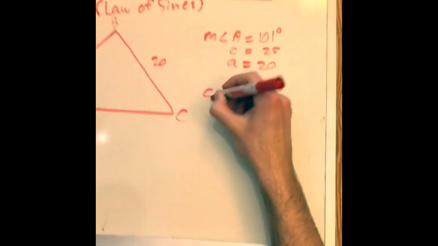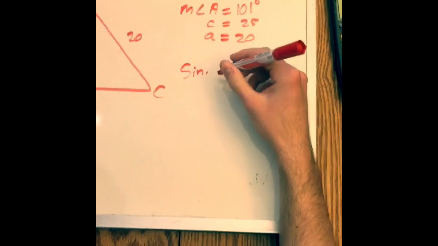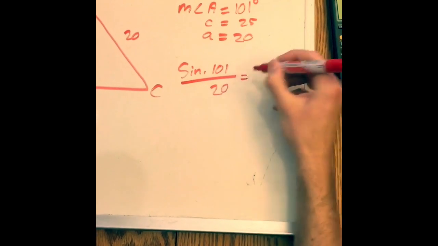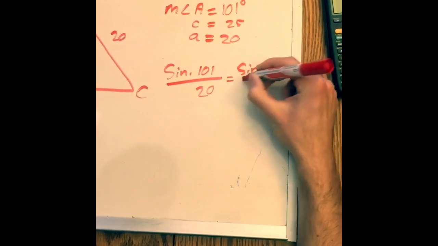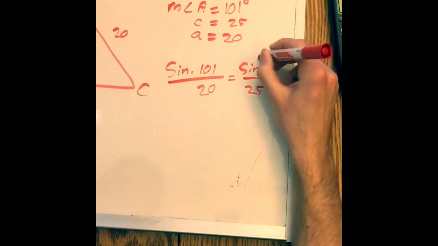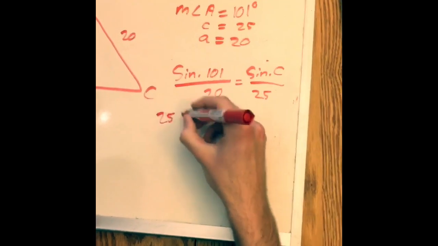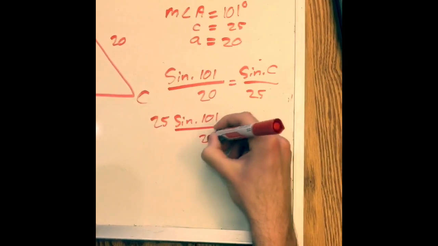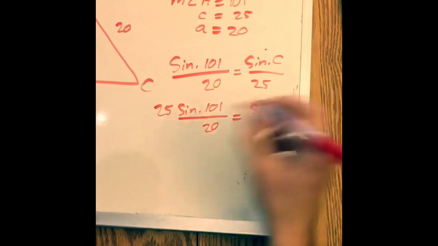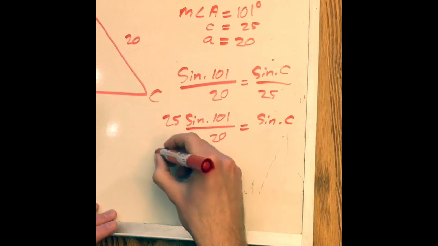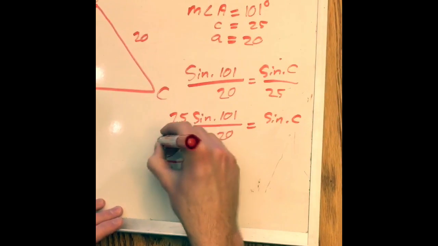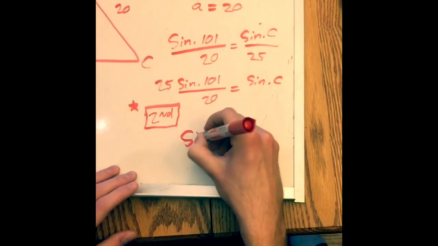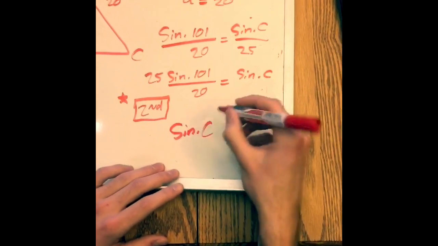Now you've got to write out your equation. In this case, it would be sin 101 over 20 equals sin C over 25. So in this case, we would be solving for angle C. I'll write this out again because this is a three-parter actually. Now, always remember to press the second sine. This is one of the most crucial parts of the equation. If you don't do this, obviously you're going to get it wrong if you ever take a test or quiz on this.